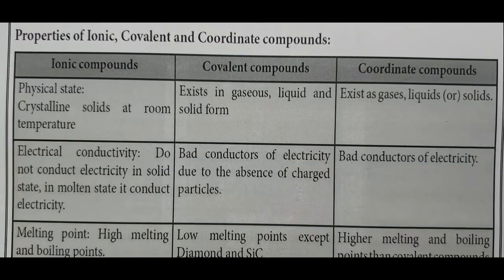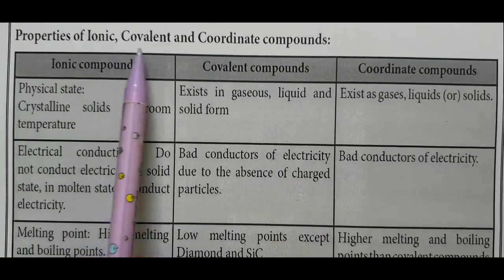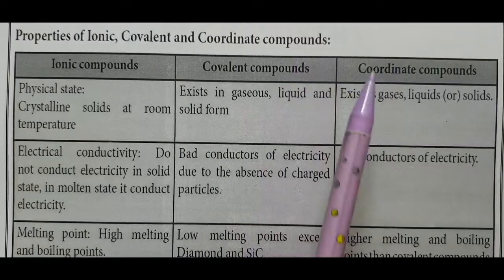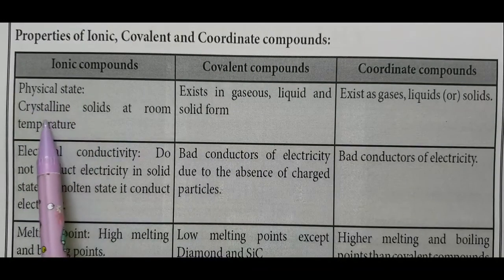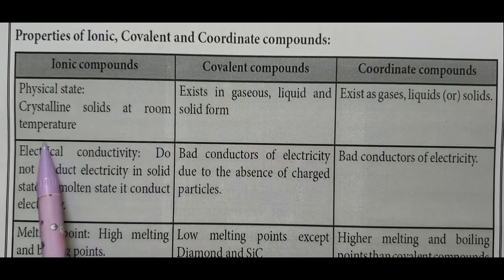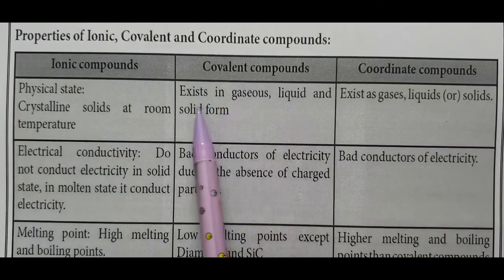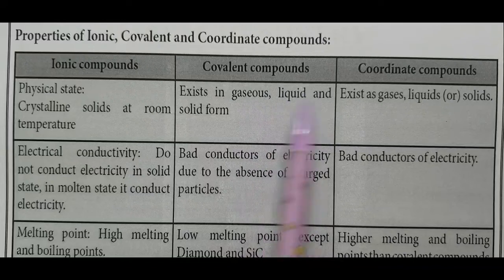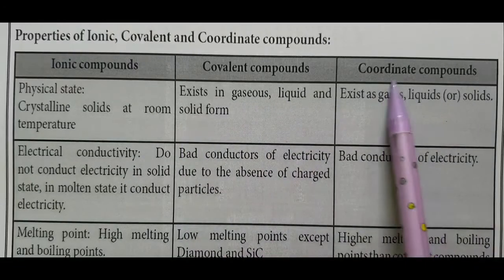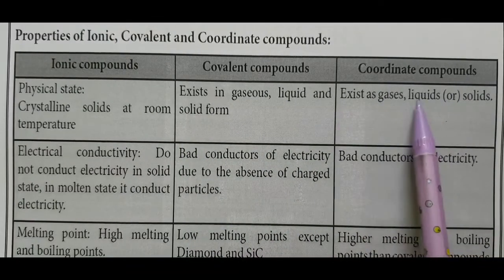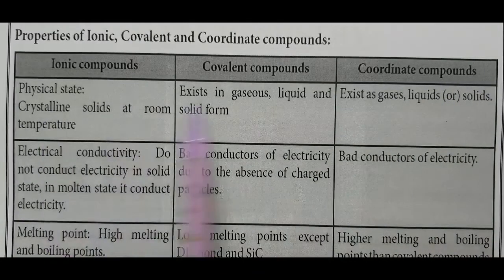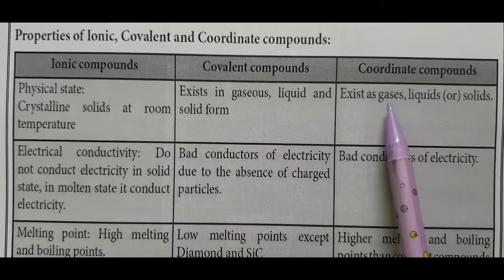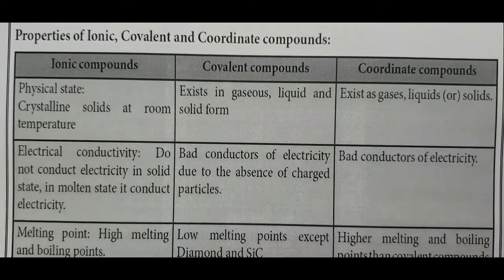Next, come to the properties of ionic, covalent and coordinate compounds. Ionic compounds, physical state: they are crystalline solids at room temperature. But covalent compounds exist in gaseous, liquid and solid form. Coordinate compounds exist as gaseous, liquid or solid.